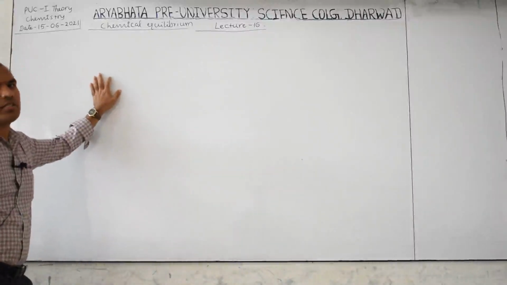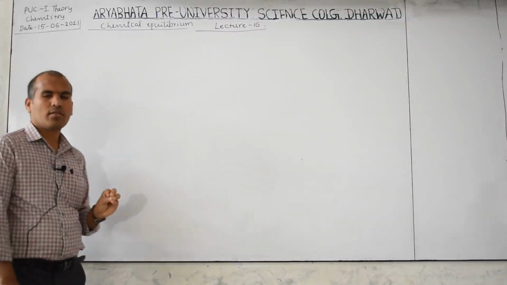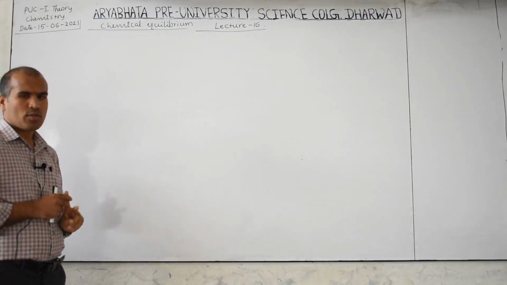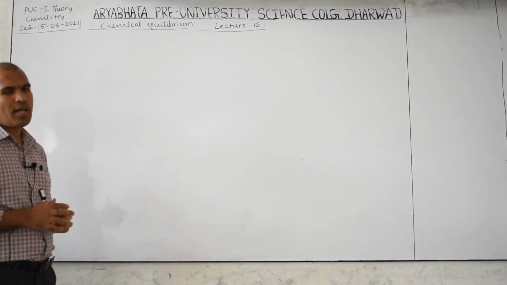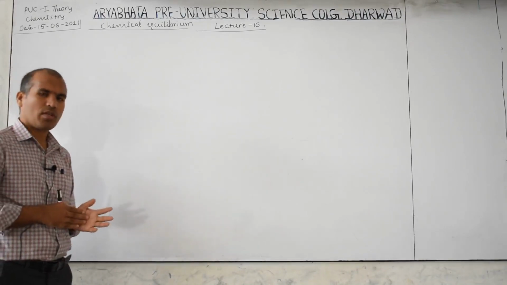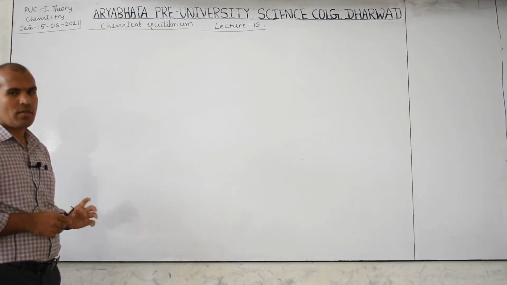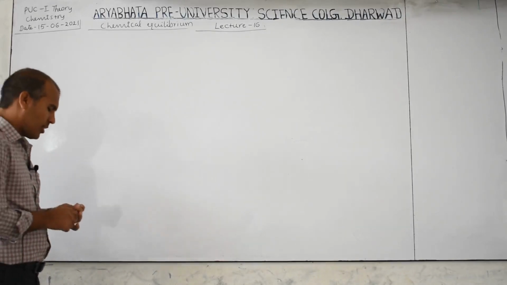In the previous class I discussed salt hydrolysis. In total, 4 types of salts are there. In that, the first one is salt of strong acid and strong base, which generally does not hydrolyze; I also gave one shortcut for that. The next one is salt of strong acid and weak base, which is also completed.